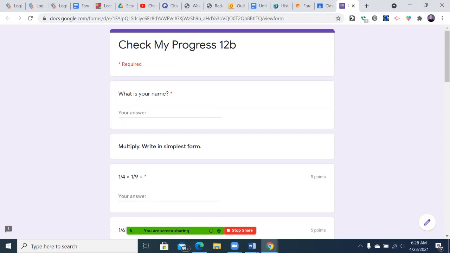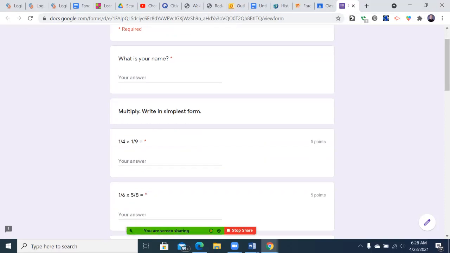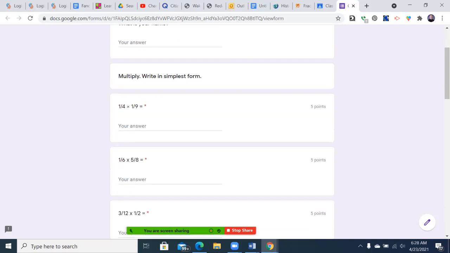Please put your real name. All right, again, the directions: multiply, write in simplest form. So if your answer is 3/6, you'd need to write it as 1/2. And you do that by finding the greatest common factor of your numerator and denominator and dividing by that.